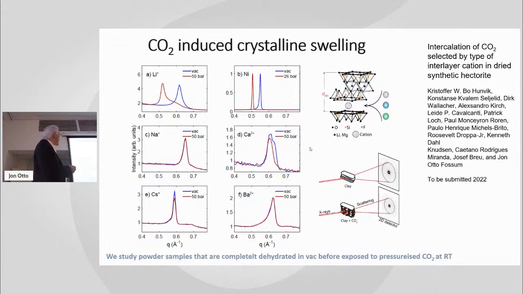So you see here, these red curves are at 50 bars. The blue ones are a completely dry clay sample. There is no water there, it's completely dry. We expose it to 50 bar of CO2, and you see there's basically no change in the Bragg peaks. Remember, the Bragg peaks tell us the distance between the platelets in the stack. So there is no difference in the distance for these sodium, calcium, cesium, and barium cases. But if you look at nickel and lithium, it shifts. It means that CO2 is entering into this space. So it's important which cation is there in order to get CO2 in.